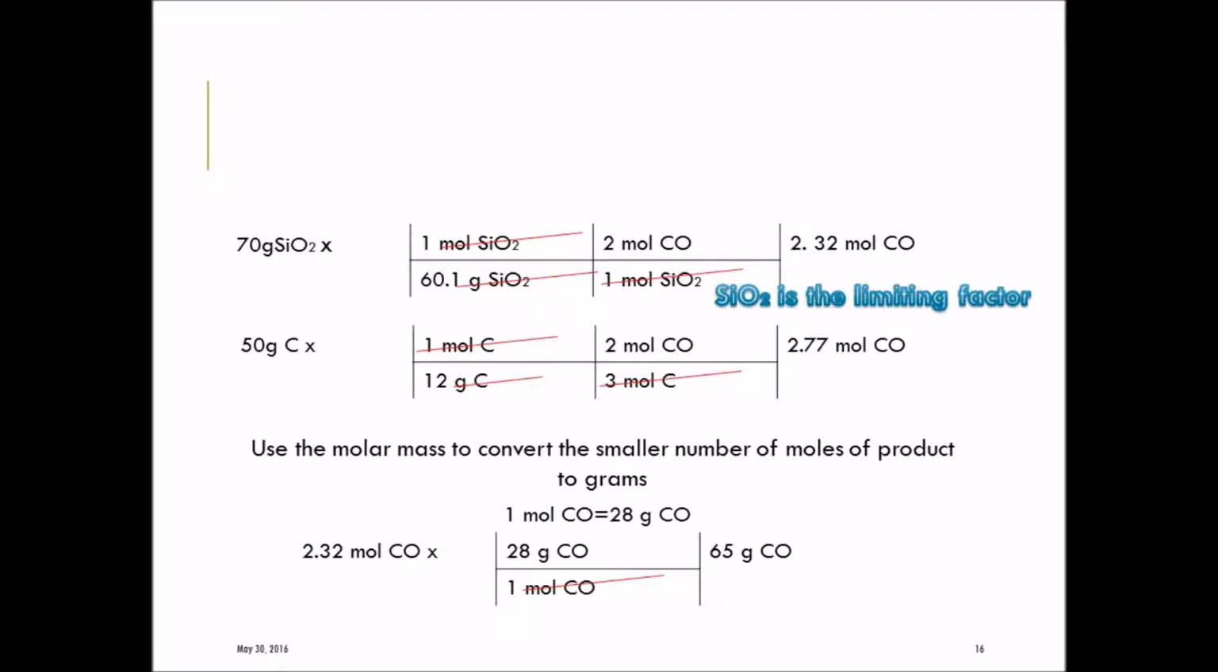So there is 2.32 moles of carbon monoxide, my mistake. And we are going to divide this over 1 mole of carbon monoxide and multiply it by the molar mass, that is 28, and it gives us a total amount of 65 grams of carbon monoxide.